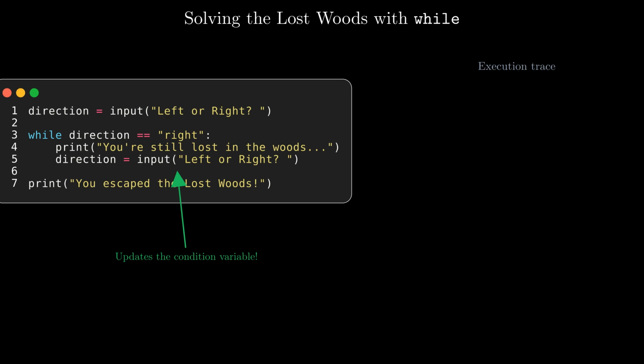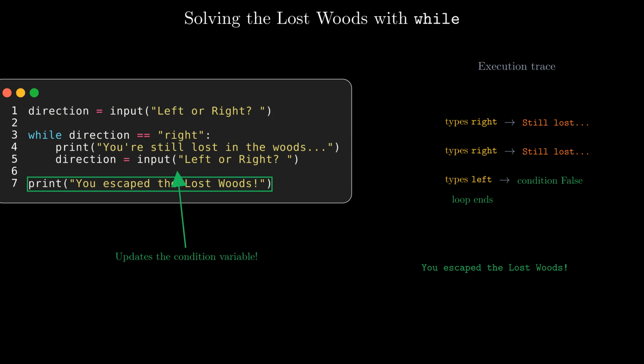Each time through the loop, Python checks if direction still equals right. If the player types right, the loop runs again. The moment they type left, direction changes, the condition becomes false, and the loop ends. After the loop, we print, you escaped the lost woods. This works for any number of right choices.